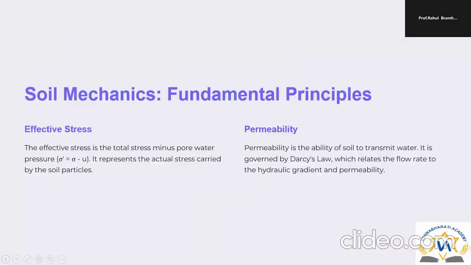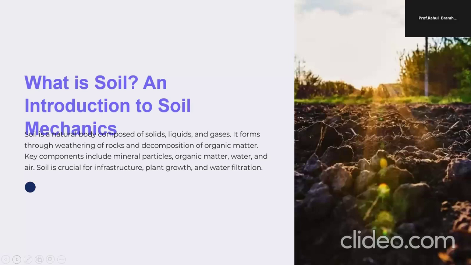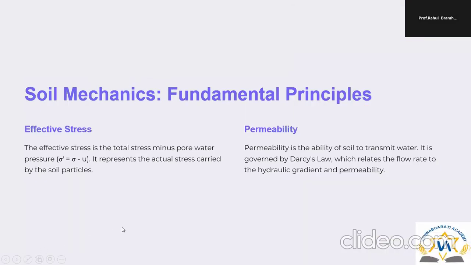The next important definition in this series is soil mechanics. Soil mechanics is one of the branches of civil engineering. It involves the study of soil, its behavior, and the application of the laws of mechanics and hydraulics to engineering problems. The fundamental principles of soil mechanics are, first, effective stress, and second, permeability.